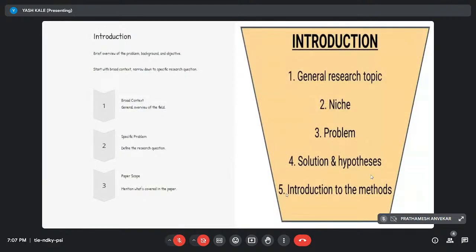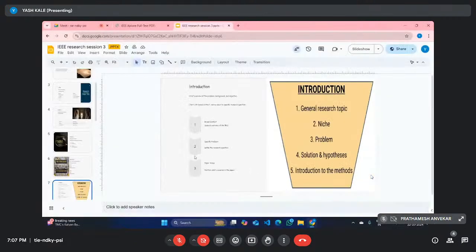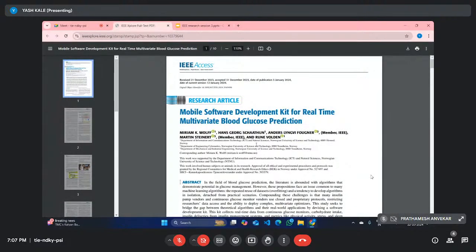So just to show you all the mentioned components, I will show you. So here is one research paper. As you can see, it has a title. The title is Mobile Software Development Kit for Real-Time Multivariate Blood Glucose Prediction. As you can see, the title is between 10 to 12 words, and it's providing a direct idea of what's included in this research paper.